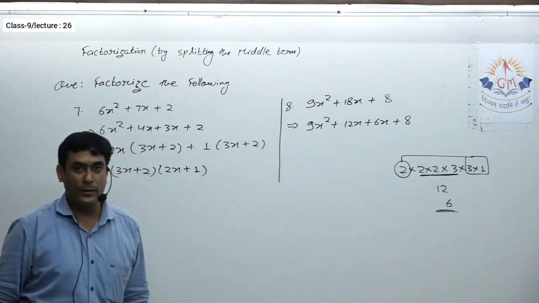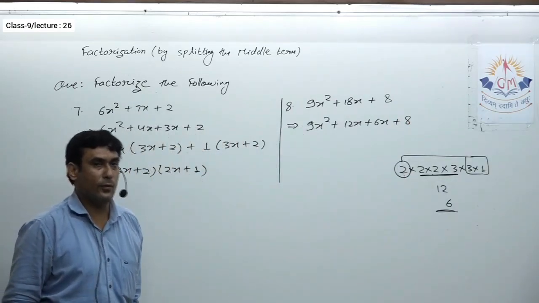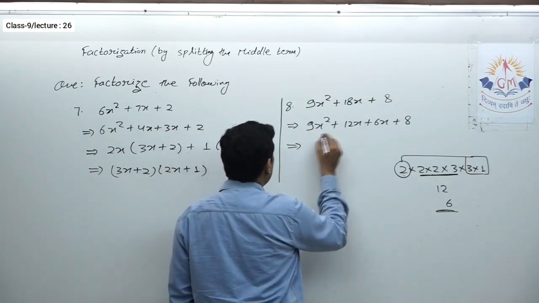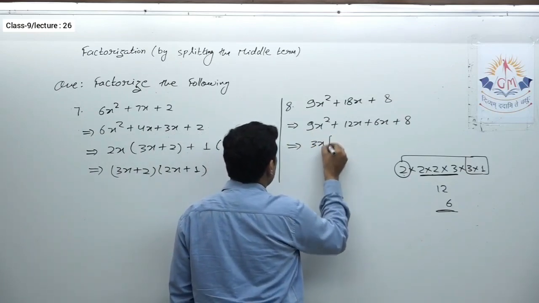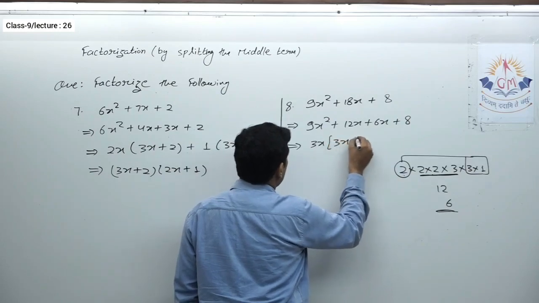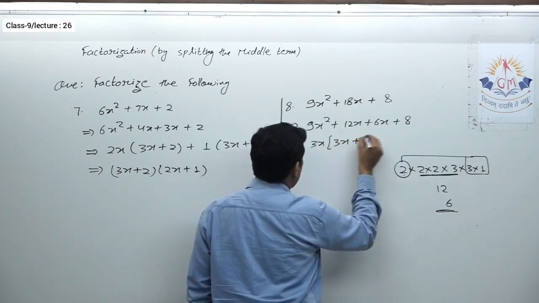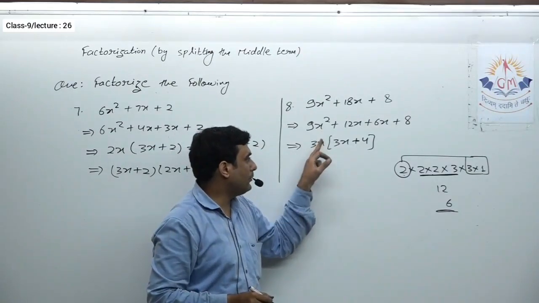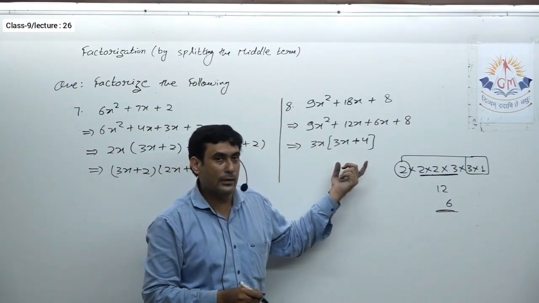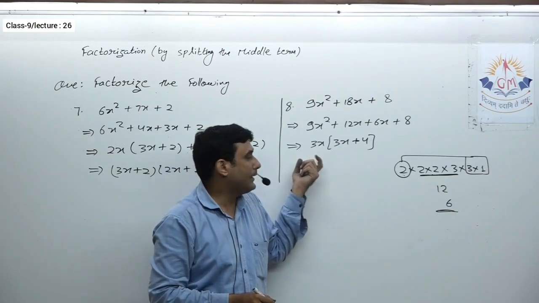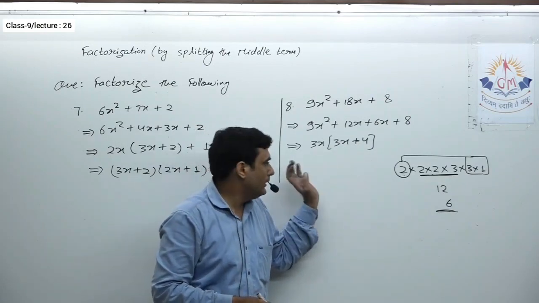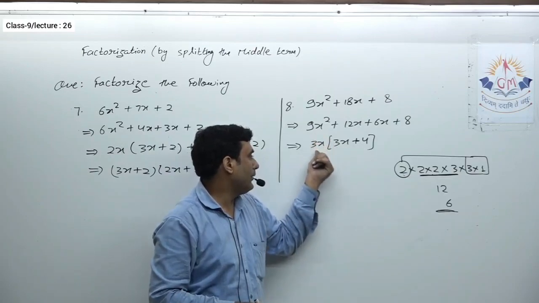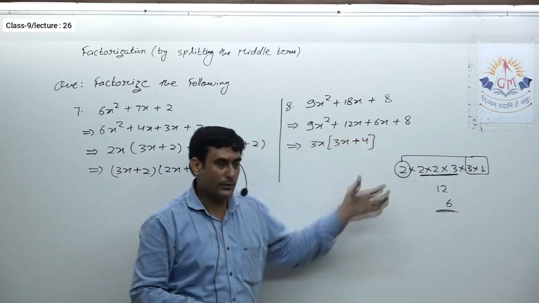Now I'll try to get common from the first two, then from the next two. From the first two it is very easy to get common, that is 3x. So here I will get 3x plus 4, isn't it? 3x into 3x is 9x square. If you have any doubt whether you took the correct quantity as common or not, just multiply to check. 3x into 3x, 9x square. 3x into 4, it is 12x, it is okay.